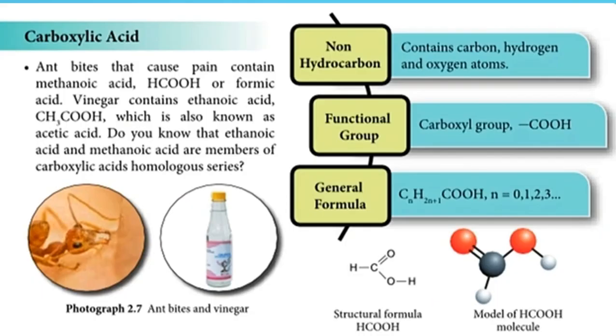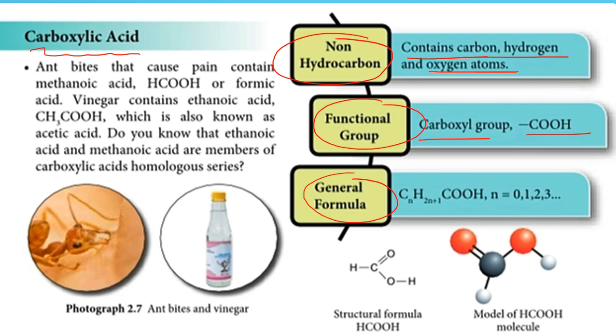Okay, next is carboxylic acid. Carboxylic acid is a non-hydrocarbon, because it contains oxygen atoms other than carbon and hydrogen. The functional group is the carboxyl group, COOH. The general formula is CnH2n+1 COOH, and n starts with 0, 1, 2, 3. So this is the structural formula of the first member of carboxylic acid.